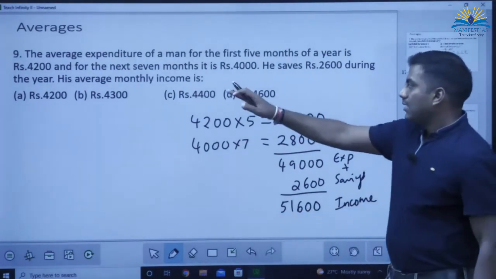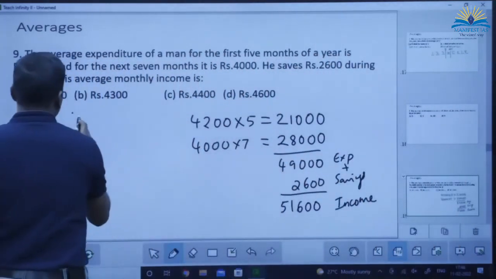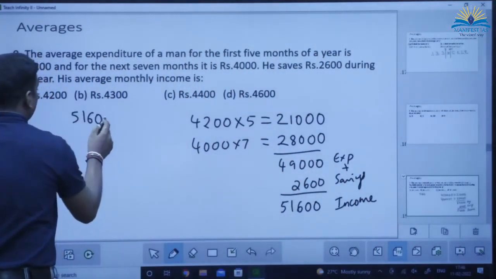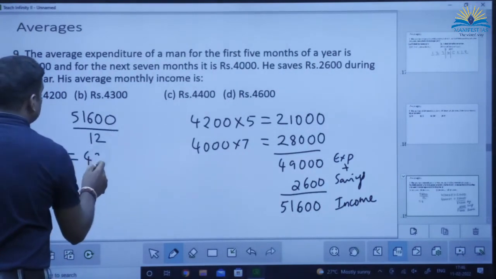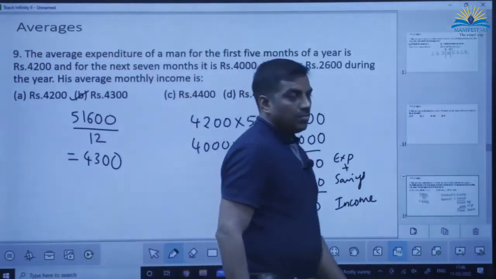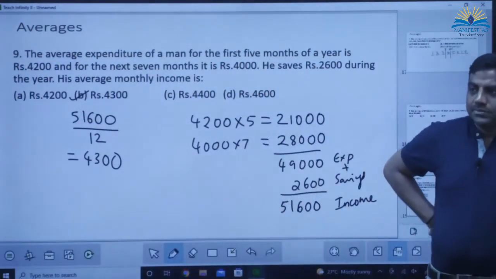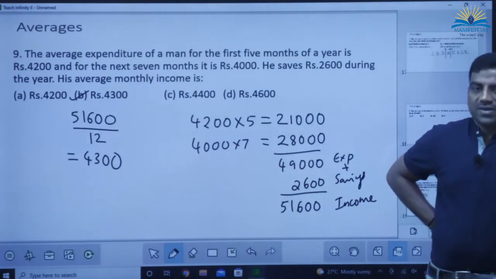Now, they are asking average monthly income. So, average monthly income is equal to 51,600 divided by 12. 12 fours are, 12 threes are. 4,300 is average monthly income. Yes? Fine.